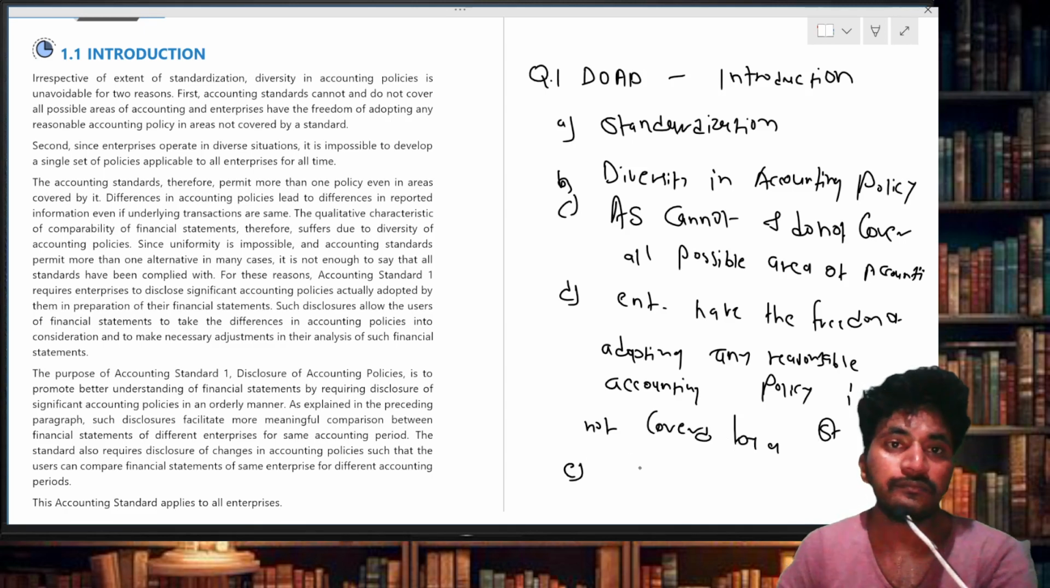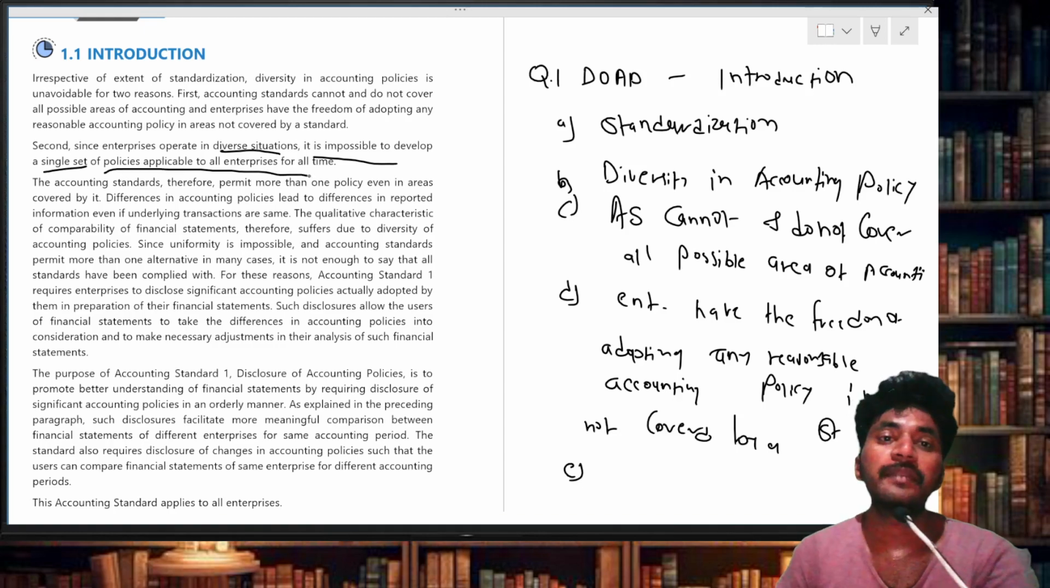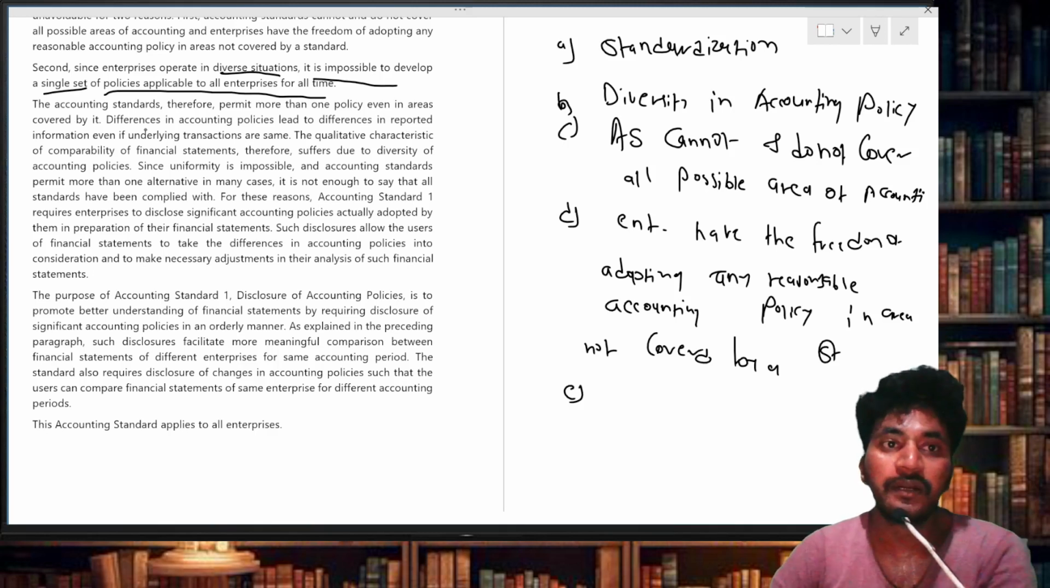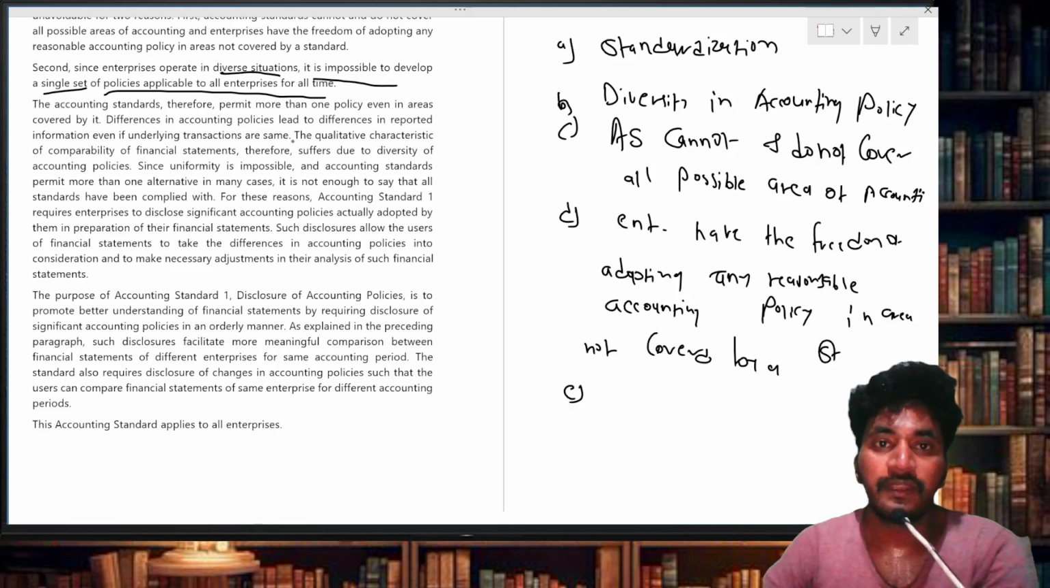Second, in diverse situations, it is impossible to develop a single set of policies applicable to all enterprises at all times. The accounting standard therefore permits more than one policy, even in areas covered. Different accounting policies report different information, even if the underlying transactions are the same. The qualitative characteristic of comparability of financial statements therefore suffers due to diversity of accounting policy, since uniformity is impossible and accounting standards permit more than one alternative. In many cases, it is not enough to say that all standards have been complied with.